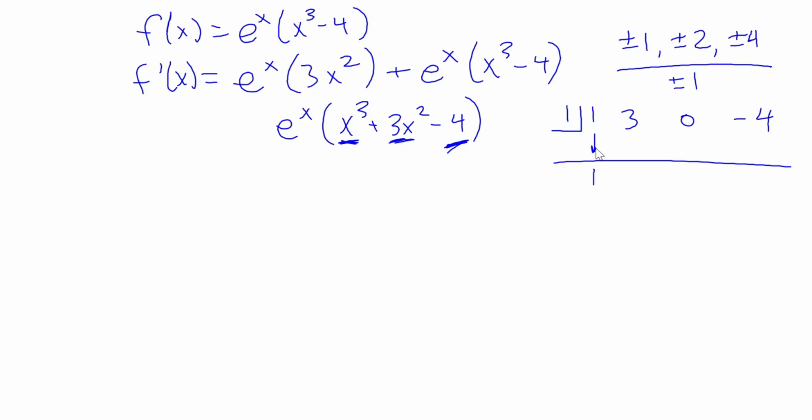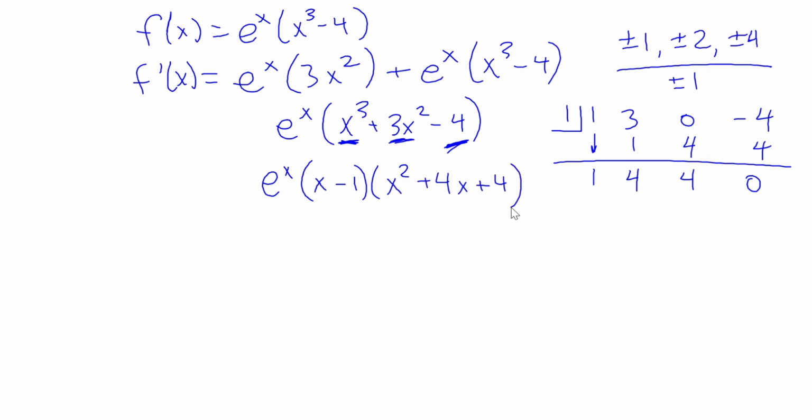So we drop the first one below, multiply by what's in the box. 1 times 1 is 1. Then we add 3 and 1 to get 4, multiply the 4 by the 1 that's in the box, add the 0 and 4, multiply that 4 by the 1 that's in the box, and add. And so we see that this ends up factoring to e to the x times x minus 1 times 1x squared plus 4x plus 4, right? And of course, x squared plus 4x plus 4 factors a little bit more into x plus 2 squared.